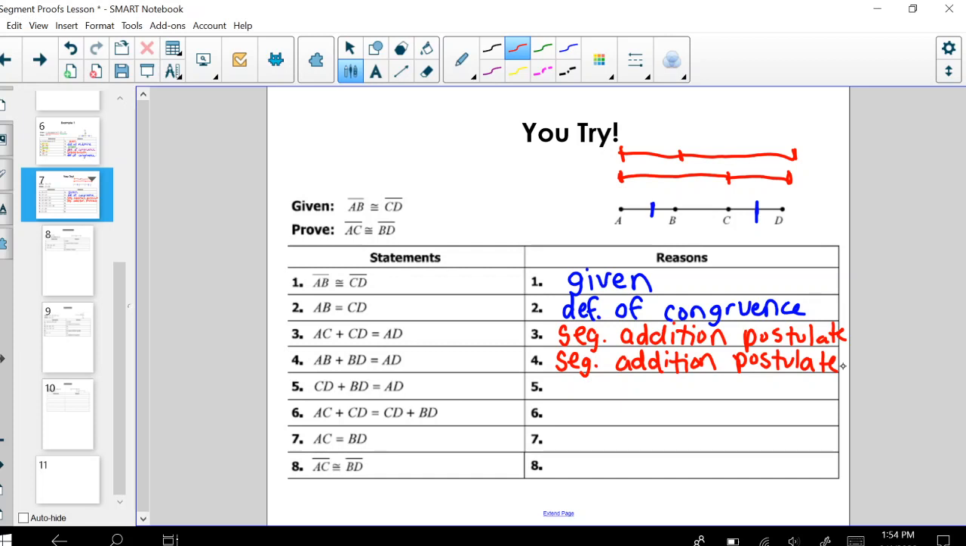Now on step 5 here, we have CD plus BD equals AD. So to go from 4 to 5, if you look, this BD is the same and AD is the same, but this AB turned into a CD because up here we were told that they were equal.